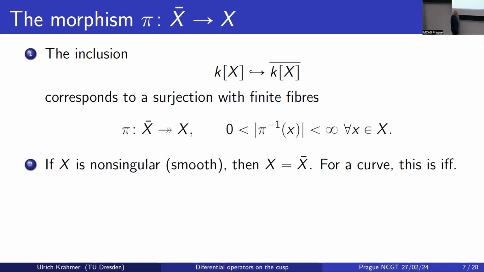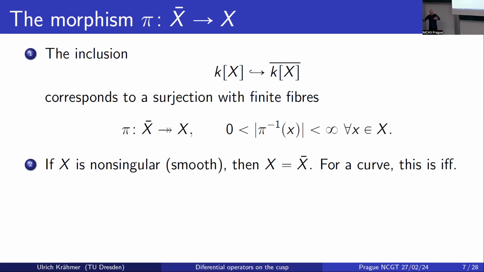Okay. And well, if the original variety was already non-singular, that is smooth, I will say a few words about smoothness later on. Roughly speaking, it means, if K is the complex numbers, that what you see is an embedded submanifold of C^n, an embedded analytic submanifold. So if the original variety had no singularities, was a smooth space, then that normalization actually agrees with the original variety. And if you just talk about curves, then this is actually if and only if.